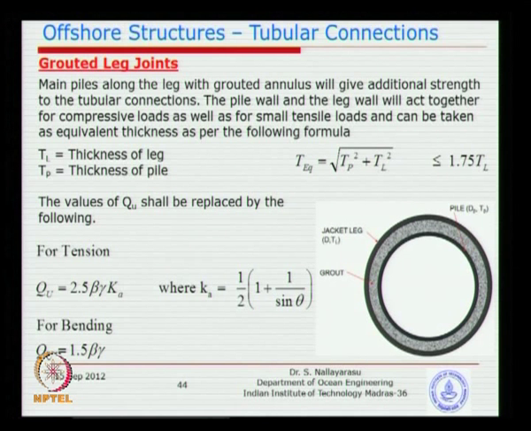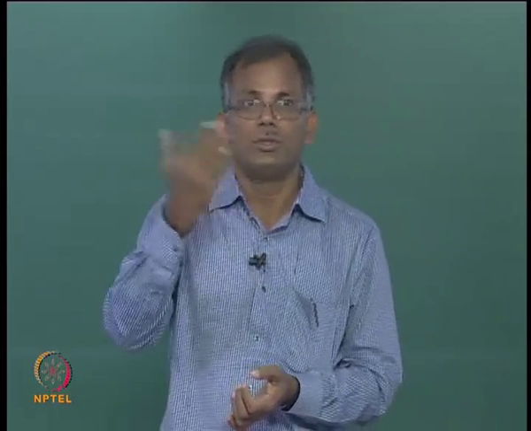Now there were several studies done in the past which proved that, for example, if you calculate the equivalent thickness and it comes to more than 2 times the outer shell thickness, it is becoming unconservative.